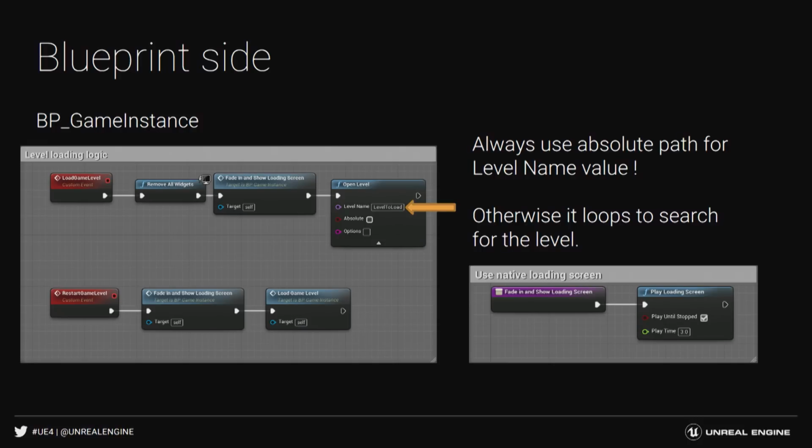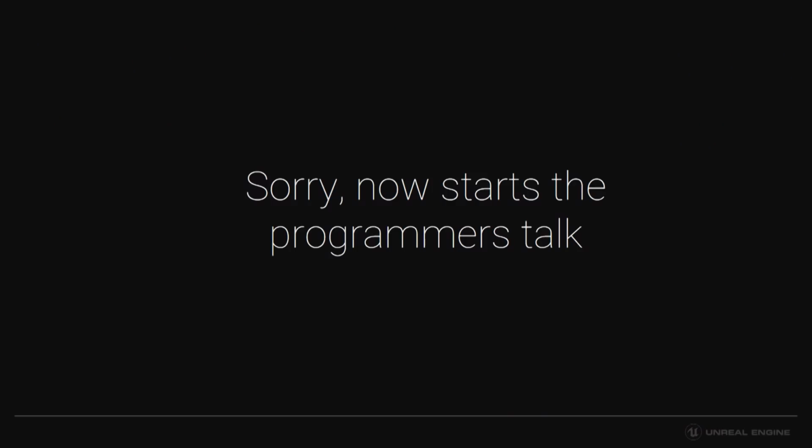And just one tip: on purpose, I've put just the level to load string as the level name argument of open level. This is very bad. Never do that. You always want to use the absolute path for the level name asset, otherwise it will loop through all of your level assets, and it's very bad for performance. So always put the full path of a level asset. I see this many times, and it could be fixed in a few seconds. So sorry for all the non-programmers here. Now starts the programmers talk.